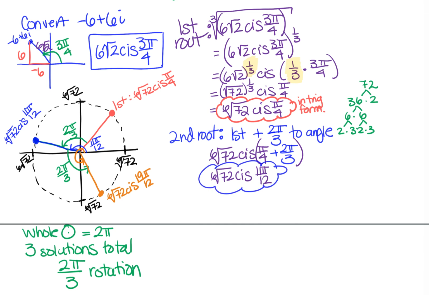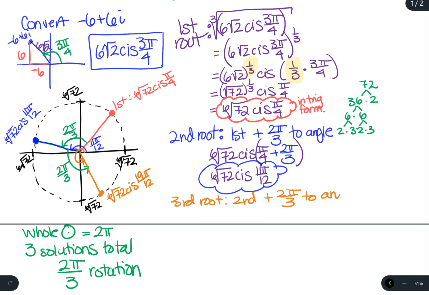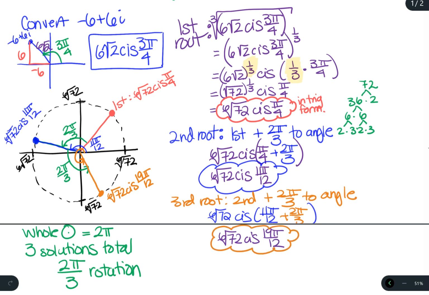And then, third answer, same way. So we took our second answer, the third root is just the second root plus 2 pi over 3 to the angle. So my second root was the sixth root of 72 cis 11 pi over 12, and then we're adding 2 pi over 3 to the angle, and that gives us our third root. So our third root then is the sixth root of 72 cis 19 pi over 12. And those are our three solutions in trig form.